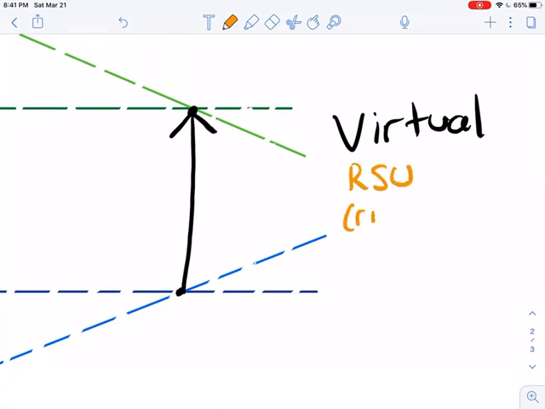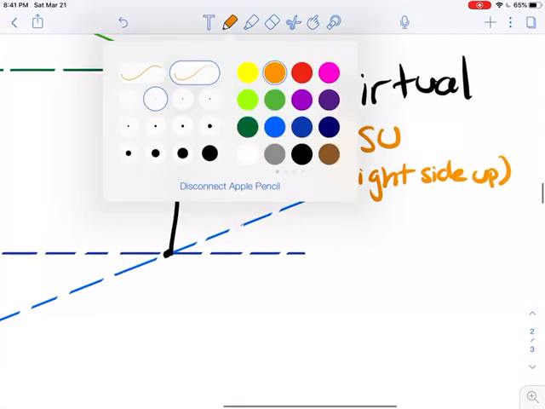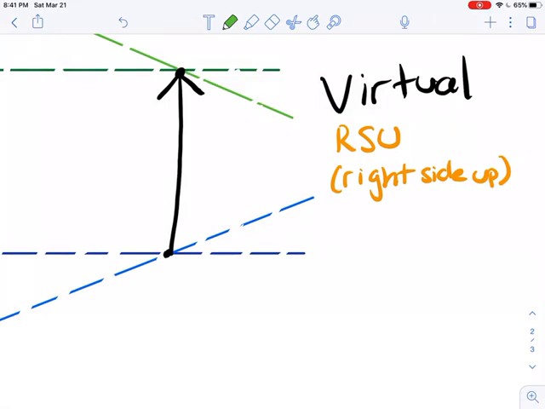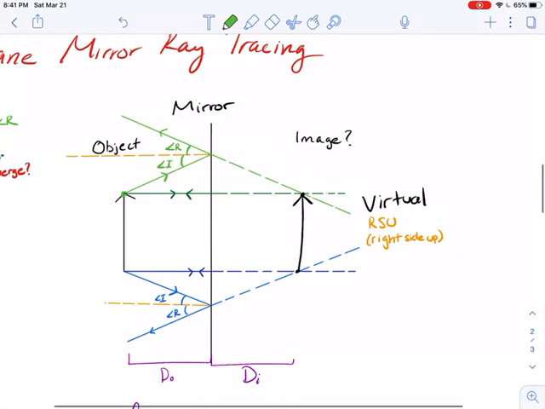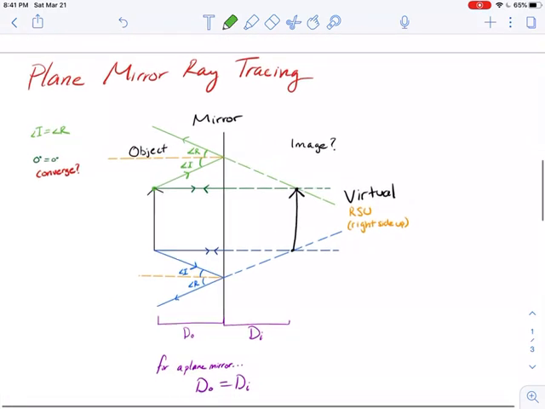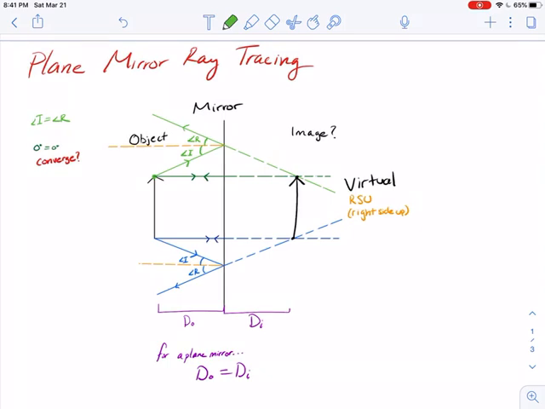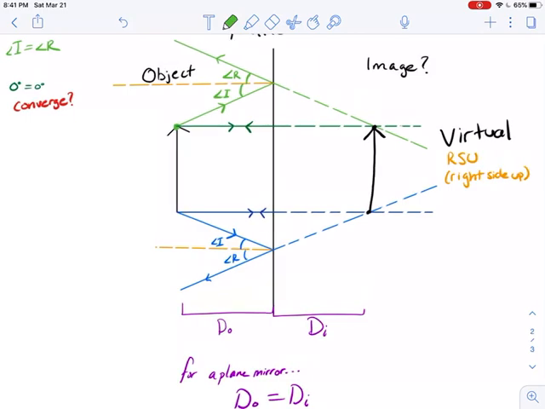And I'm going to say it's RSU, which stands for right side up. It's not inverted. It's not upside down. And that's going to be how we do a plane mirror ray tracing. So we've got a ton of things drawn out here. I need at least two rays of light from the top to show where the top is going to be, two rays of light from the bottom to show where the bottom is going to be, and drawing out where the image actually is. And I'm going to label too, just for good habits, what type of image it is. It is virtual.